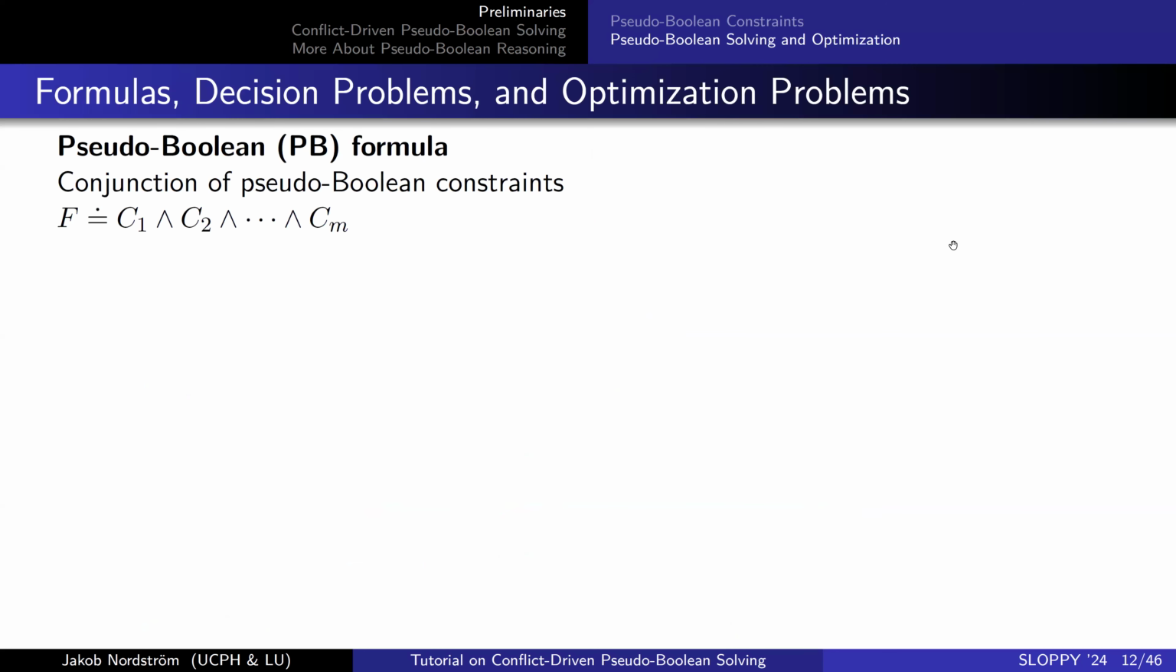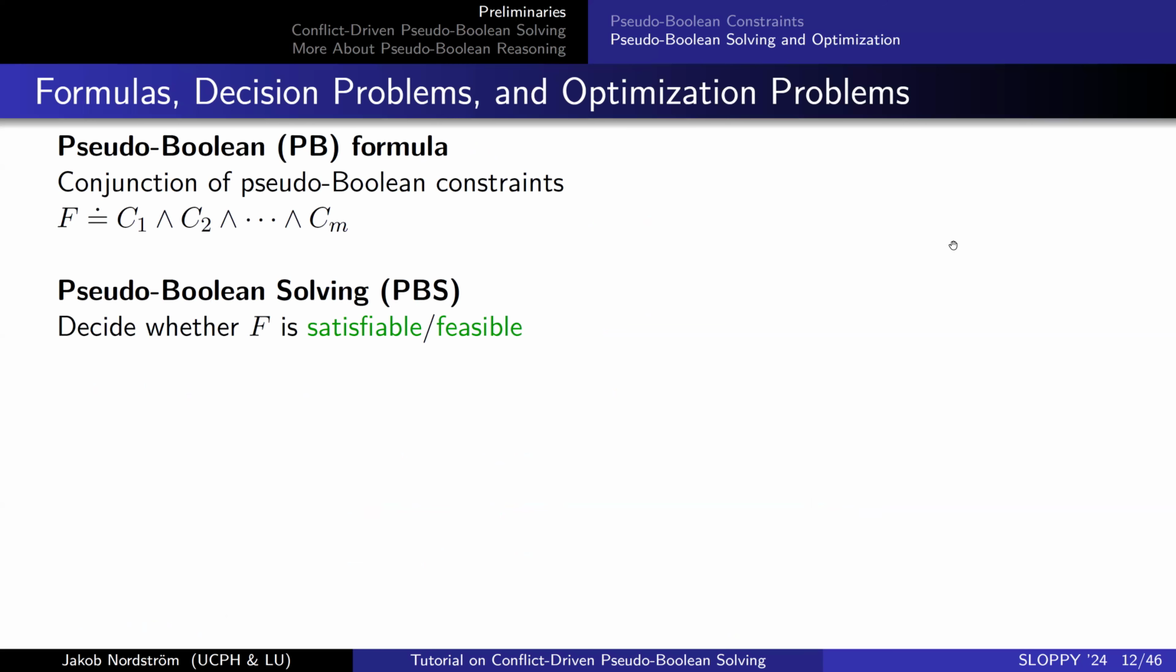But yeah, I won't talk so much about linearization going forward. We'll just think of the problems being linear. Okay, so now some pieces of terminology. What is a pseudo-Boolean formula? A pseudo-Boolean formula is just a conjunction of pseudo-Boolean constraints.